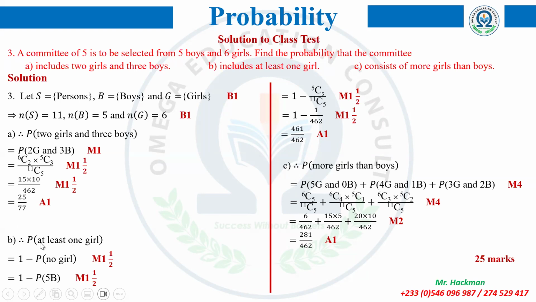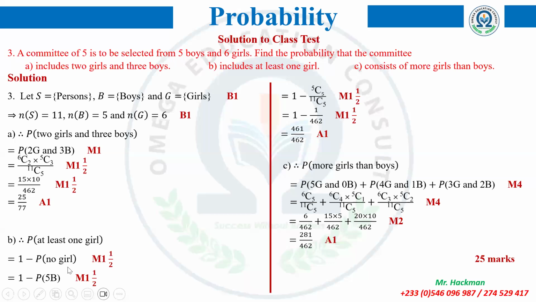You've seen that. I should have even underlined that in the question, per the advice. However, you still have a second chance to deal with it. At least one. Anytime I see at least one, there's a special relation, which will be 1 minus P none. So P none will be the same as no girl. The none is referring to the outcome that we have here.